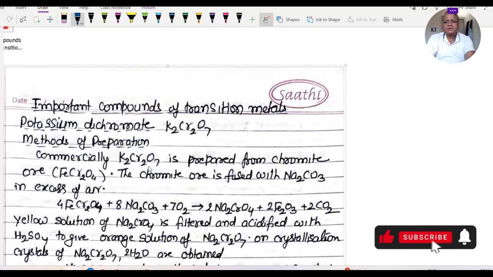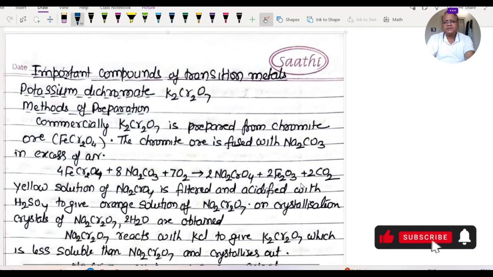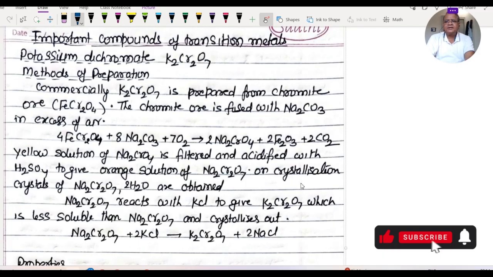Methods of preparation. Commercially, K2Cr2O7 is prepared from chromite ore, FeCr2O4. The chromite ore is fused with Na2CO3 in excess of air. We will get sodium chromate. The yellow solution of sodium chromate is filtered and acidified with H2SO4 to give an orange solution of Na2Cr2O7. On crystallization, crystals of Na2Cr2O7·2H2O are obtained.